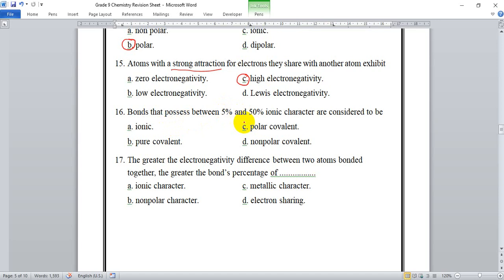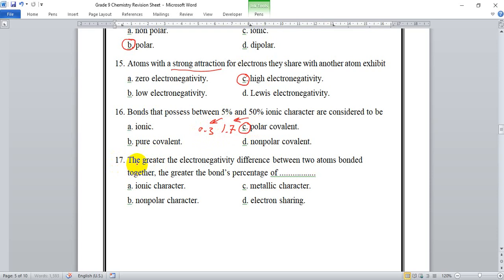Number 16. Bonds that possess between 5% and 50% ionic character are considered to be ionic, pure covalent, polar covalent, or non-polar covalent. 5% means the difference in electronegativity equals 0.3. And 50% means the difference in electronegativity equals 1.7. So the difference in electronegativity between 0.3 and 1.7, it is polar covalent.